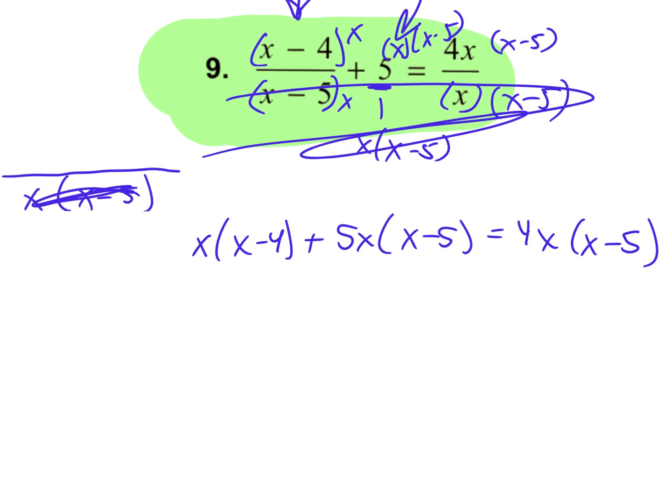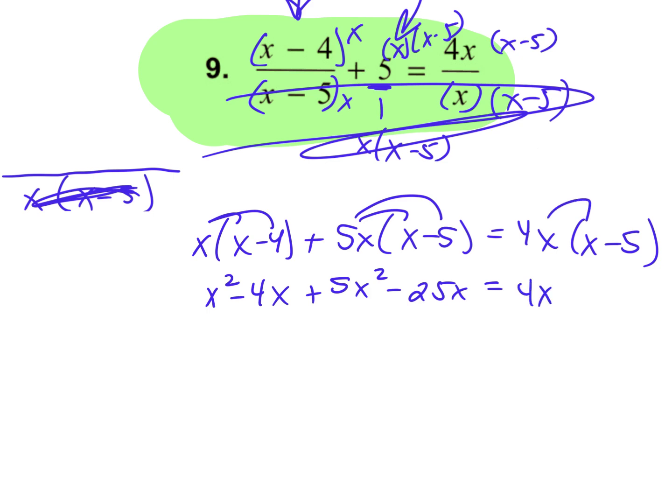That's just a big algebra problem. That's it. Just a big algebra 1 problem. Find out what each piece has, what it's missing, and now we multiply. So x times x gives me x squared. What's x times 4 going to give you? Or negative 4, I should say. Negative 4x plus, what happens with 5x times x? 5x squared, good. 5x times negative 5 is minus 25x equals 4x times x is 4x squared, and 4x times negative 5 is minus 20x.